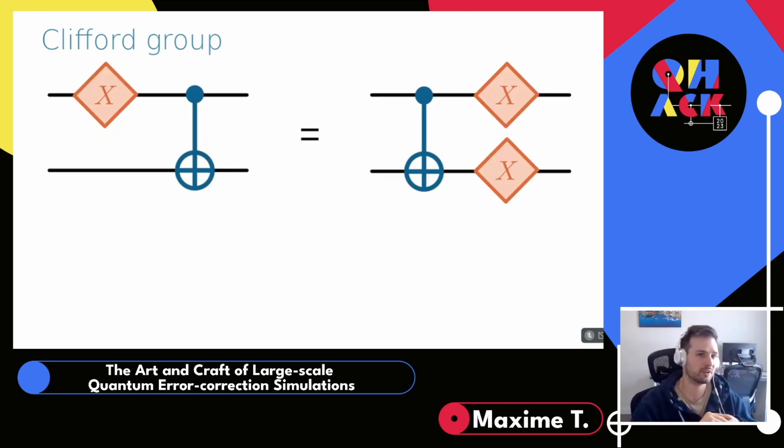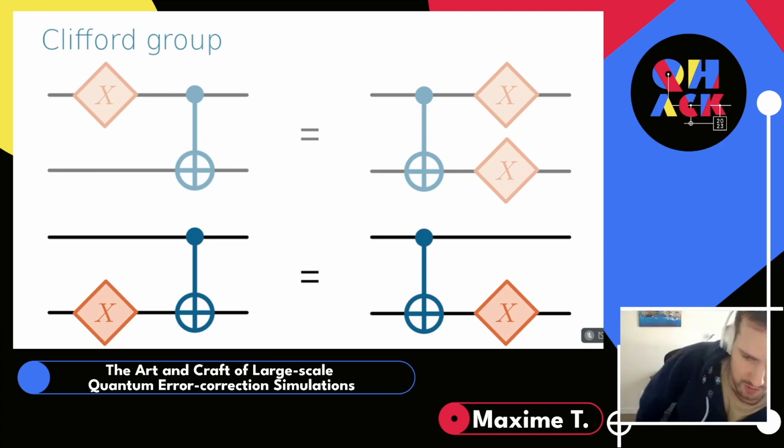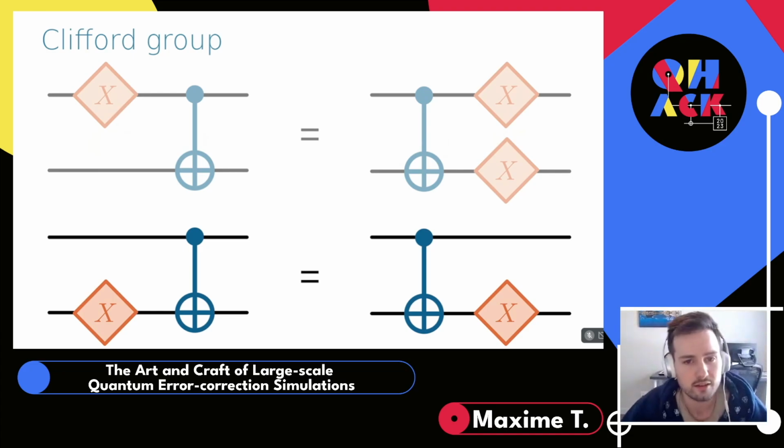More relevant for the current example, if you have a CNOT gate and an X error before the control, this is completely equivalent to having two X errors after the CNOT gate. Similarly, if there is an X error before the target of a CNOT, this is completely equivalent to an X error directly after the target of the CNOT. So we can swap them, they commute in this case.